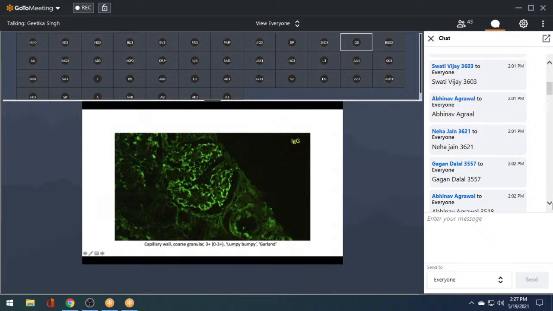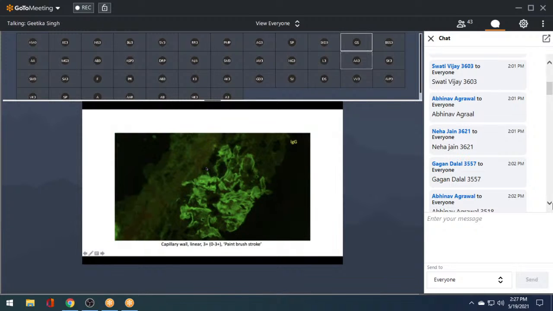I think that's a very good question. The look of capillary wall is this. It's at the periphery, and you know how your glomeruli look, and this is where your capillary loops are. Okay? Does that answer your question? Yes, ma'am. Thank you, ma'am. Okay. So we'll move on.